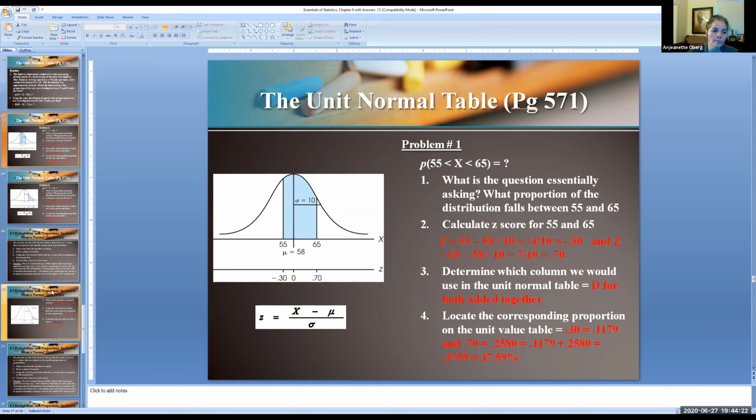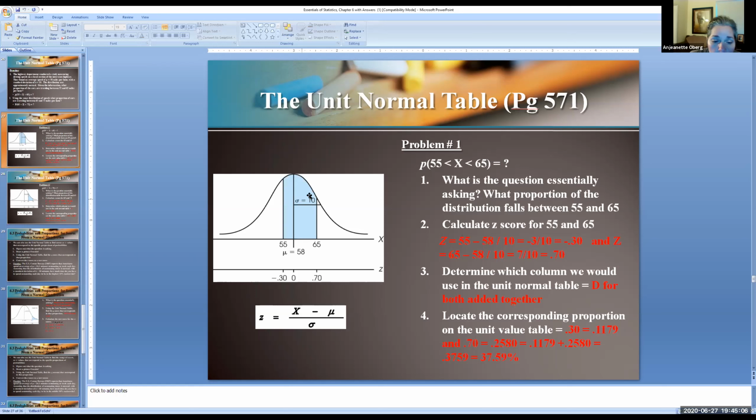So here's a way in which you might use the unit normal table, where we're saying, what's the probability of X falling between 55 and 65? And then it's telling me, given a certain mean and given a certain standard deviation. So given a mean of 58 and a standard deviation of 10, I'm mapping this out and I'm asking, okay, first of all, I can actually find the Z-score that corresponds to 55 and 65. And what's it asking me? It's asking me for this percentage here. What is the probability that X is between these two boundaries?